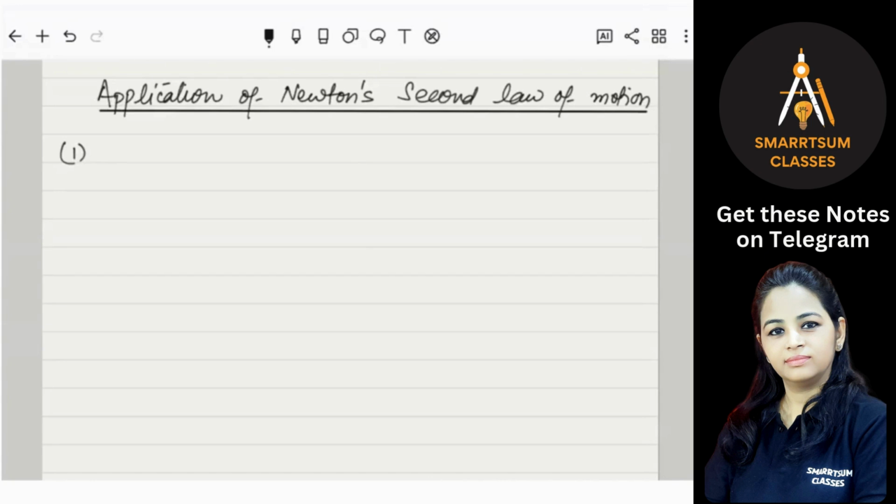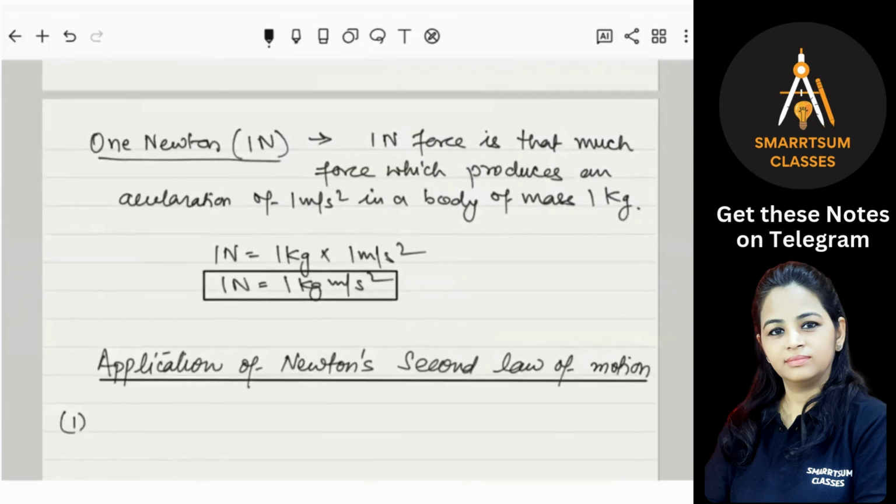Okay, so this is the first application. What is it? When a cricket player or the fielder moves his hand backward while catching a fast cricket ball. That is actually the second law of motion. Based on the second law of motion, when he takes his hand in the backward direction, he is increasing the time, right? Because he needs to apply the force to stop that ball.